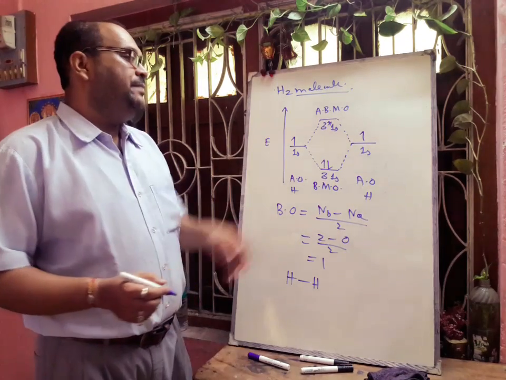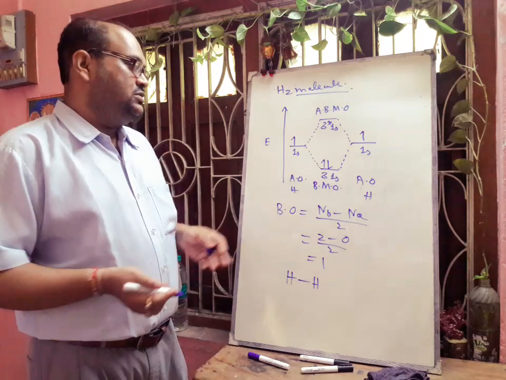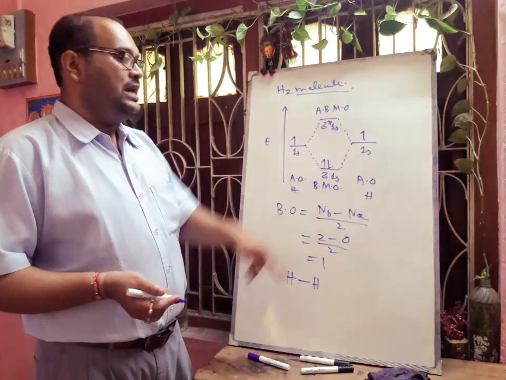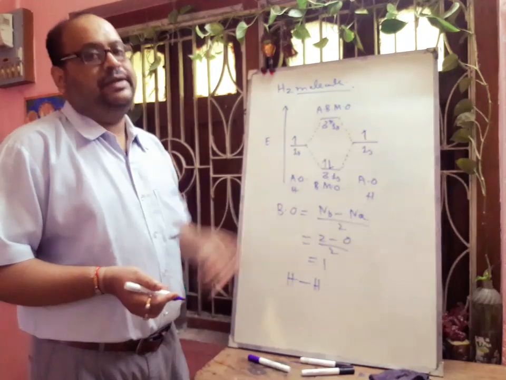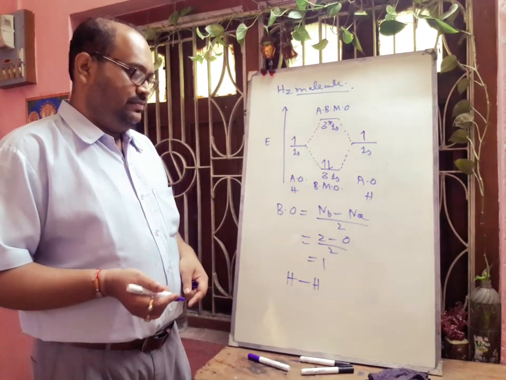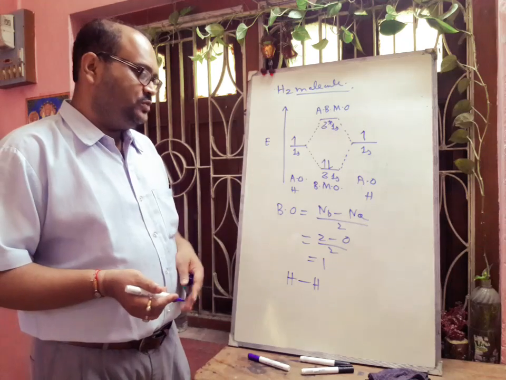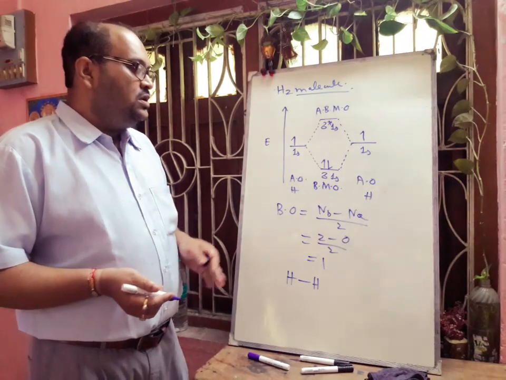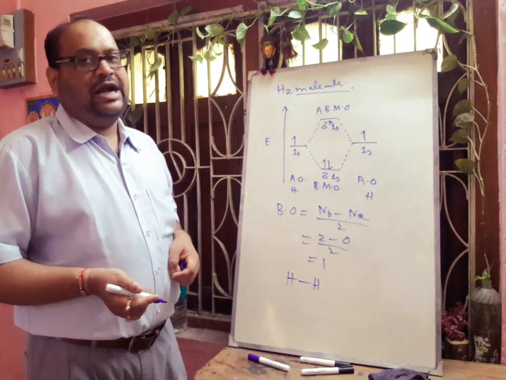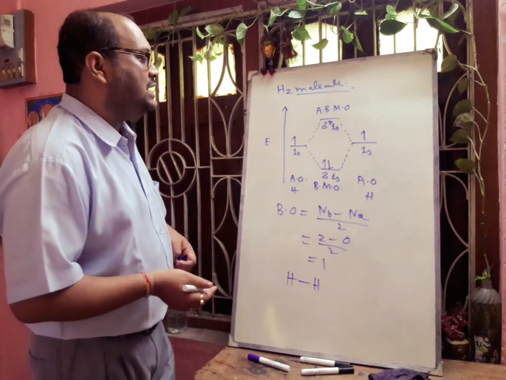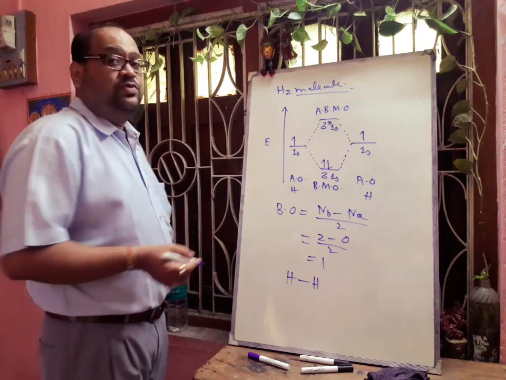And regarding the magnetic character, here in the MO diagram all electrons are paired. Definitely it will be diamagnetic. It will not be attracted by a magnetic field, or magnet. So this will be the diagram of the hydrogen molecule. Next we will discuss the H2 plus molecule.